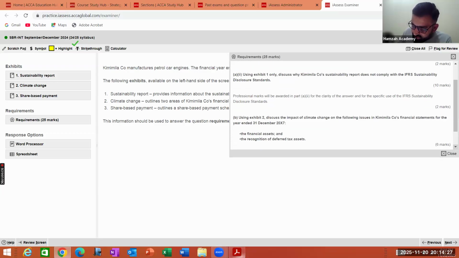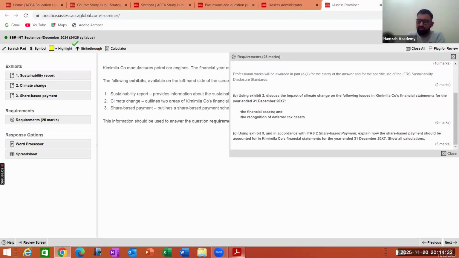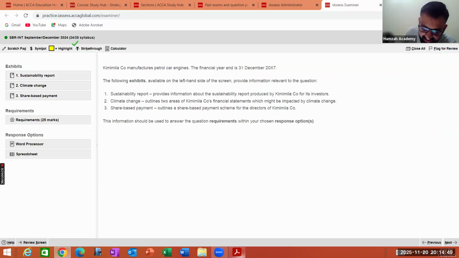Now the next requirement: using Exhibit 2, discuss the impact of climate change on the following issues in K company's financial statements: financial assets and the recognition of deferred tax assets. But okay, before I read Exhibit 2, what could be the effect on financial assets and deferred tax assets?